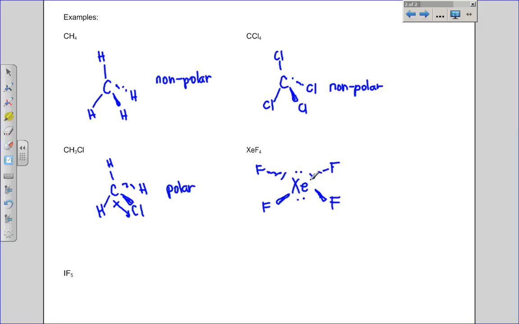At the same token, if this is a polar bond, this dipole would cancel with this one, and this dipole would cancel with this one. So overall, this molecule is also going to be nonpolar.